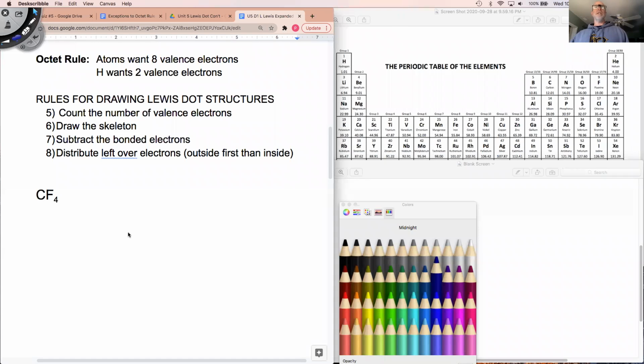Now, if you want to, you can stop the video and try out CF4 by yourself, or do it with me. Just to review, all atoms want to have 8 valence electrons, except for hydrogen, which only wants to have 2. There are no hydrogens here, which means that everything's going to need electrons here. So let's take a look.